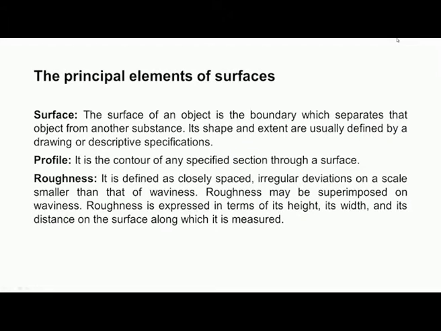Now, what are the various principal elements of a surface? You can see here the general term surface. It is the boundary of any engineering component which is exposed to the atmosphere or other kind of media. And then we say a profile. It is the contour of any specified section through a surface. For example, we have a component which is turned like this.